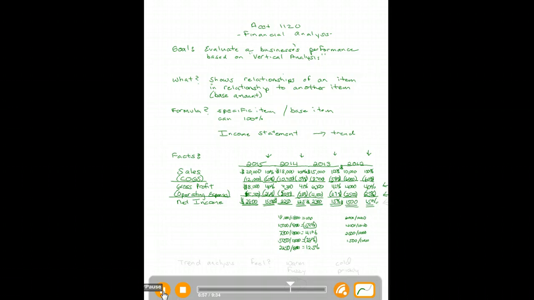Let's take a look at our profit margin. 15%, 15%, 12.5. That's a little troubling. Glad to see it come back to 15.5 in 2015. Got a little out of hand in 2014. And you can tell exactly why. Operating expenses got a little out of hand. So here was a trend analysis as well as just a vertical analysis.